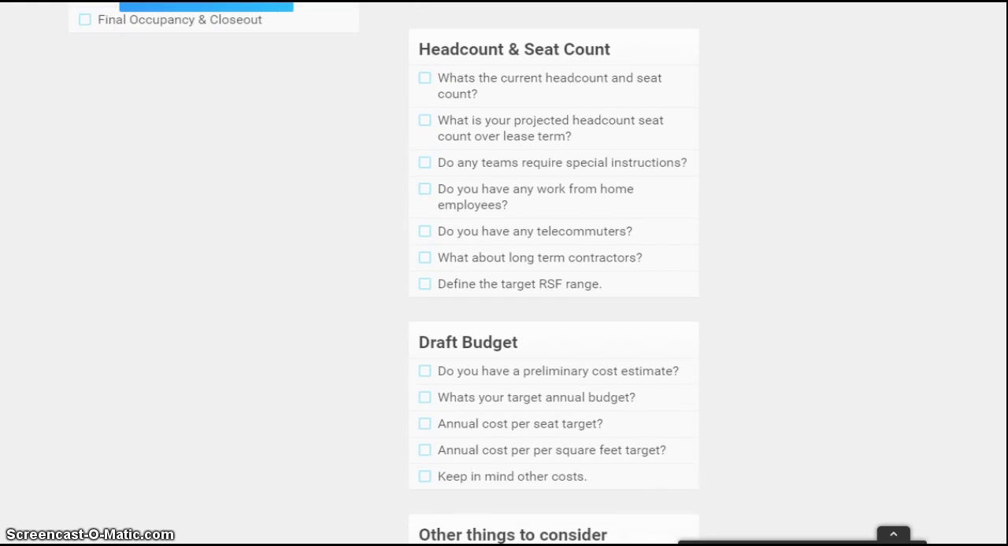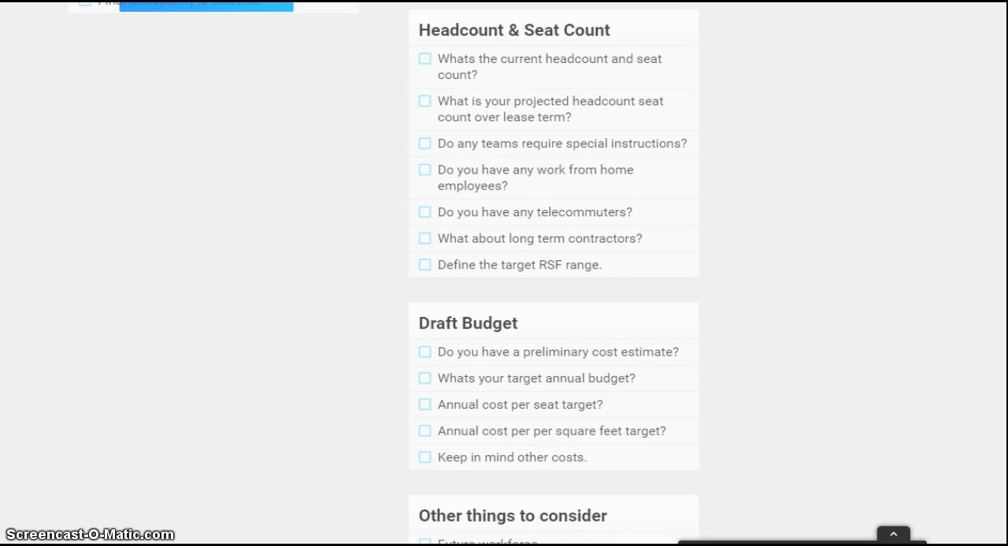Okay, so the third section is all about your headcount and your seat count requirements for the office. To start, look at your current location today and how you utilize your space. Next, you want to think about your hiring projections over the next lease term, 3 to 5 to 10 years, on who you'd be looking to hire and how many seats you need them to sit in every day. If you have any special instructions, definitely keep them in mind for your teams here, such as telecommuting, work from home, or contractors.